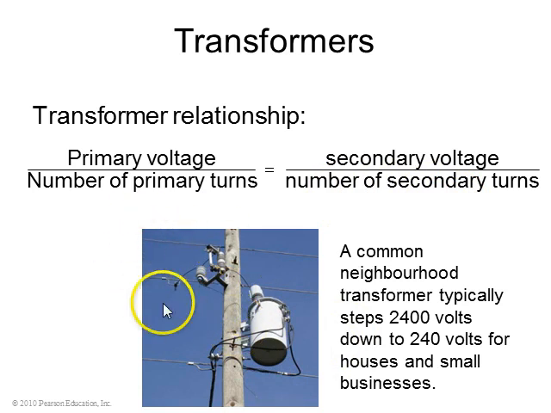If you see these tin cans on telephone poles in your neighborhood, those are step-down transformers. The input comes in at about 2400 volts. This steps it down by a factor of 10 to 240 volts for distribution to your houses.